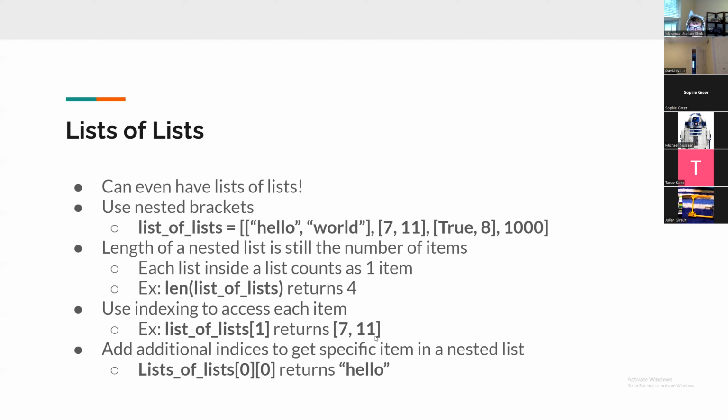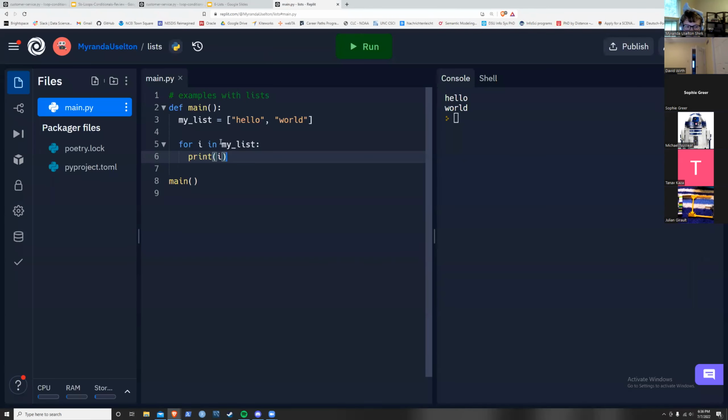If you want to access a specific number inside of this list here, the 7, 11, you would use another set of brackets with another index. If we break it down, we have list of lists 0. If you don't pay attention to this 0 here, I wish I could cover it up, but if we just had list of lists 0, that would return hello world. That's a list, so if we want to index into that list, we would index it at 0 to get the first element. I know that was a lot of words, so I'm going to show you via example what I mean.